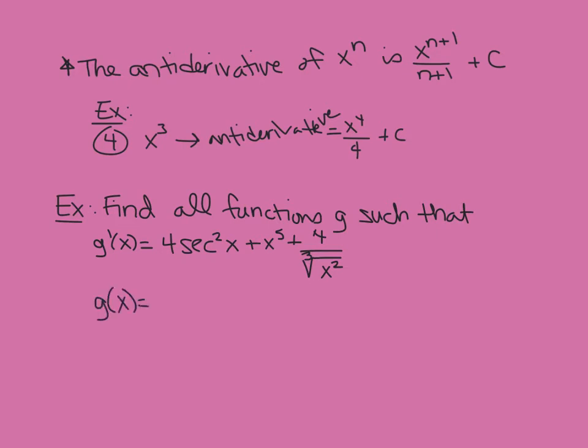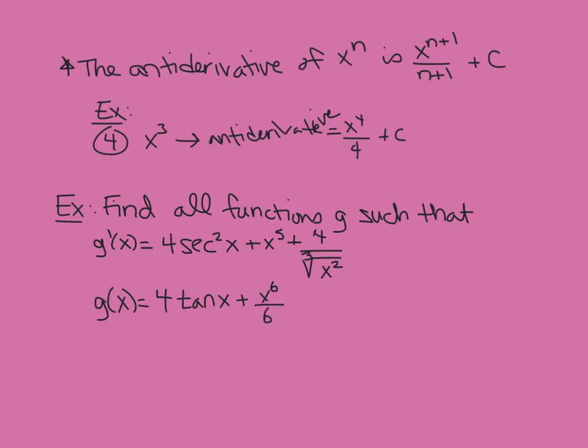So let's do it one piece at a time. The first thing we have, 4 secant squared x. 4 is a constant, that's just going to stay in the front. The secant squared x looks really, really hard, but if you remember that the derivative of tangent is secant squared x, that'll help you a lot. X to the fifth is one of those powers, so we're actually going to add 1 to the exponent and then divide by whatever our new answer is.